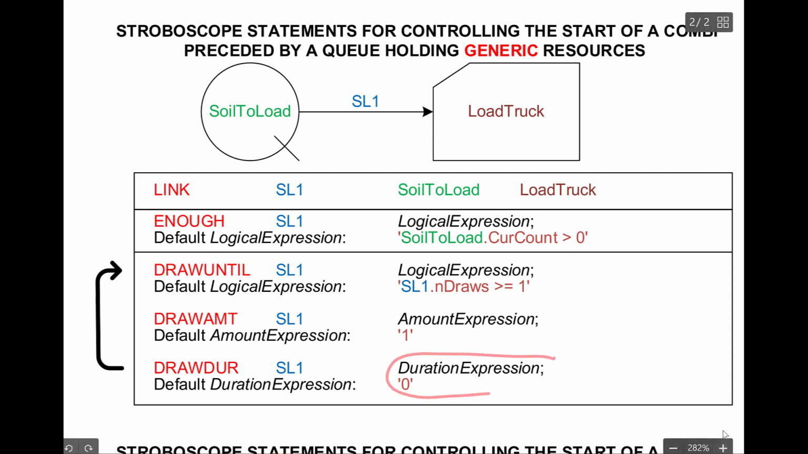If this duration expression is to sample from a normal distribution, then our statistics collector in SL1 will have those 3 values, and we'll be able to use those statistics in determining the duration of load truck. This will be shown by an example in just a moment, and it will make the whole process clearer.